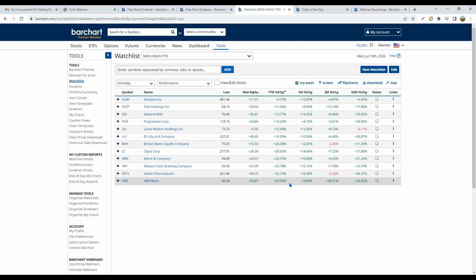Sorting from the bottom up, exactly. We can see that H&R Block is up 57% so far year to date, and that has been the best performer. Not only that, but many of our stocks, the first 5 or so, are up 20% over the last 6 months, and that's a really good performance when we look at the greater market. If we think about the S&P market, it's down about 20%.